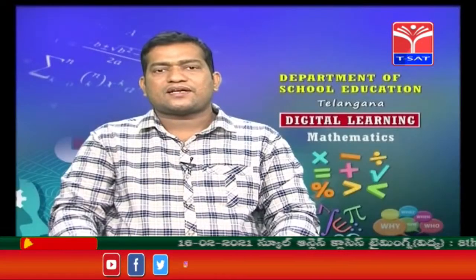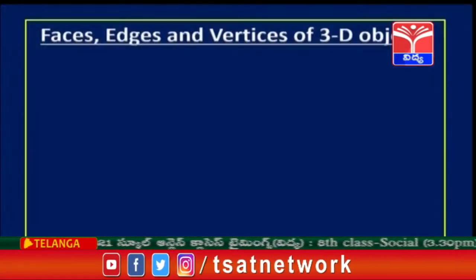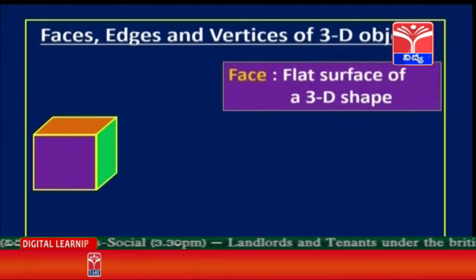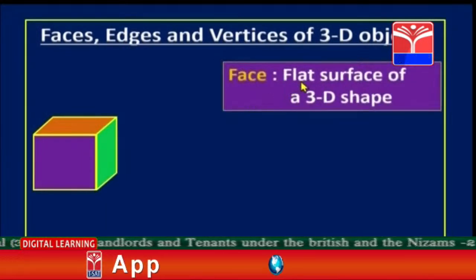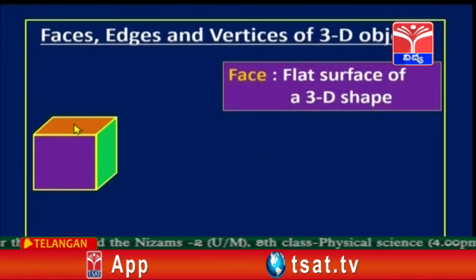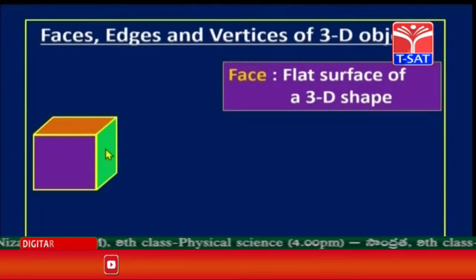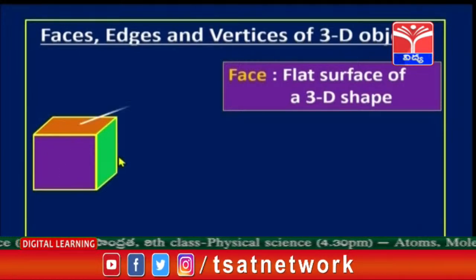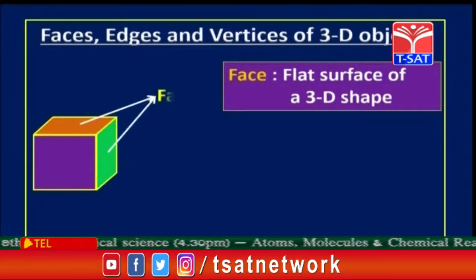Okay children, now let us understand how to find faces, edges and vertices of 3D objects. I am taking a cube here. First you should understand what a face is, children. A flat surface of a 3D shape. Children, you are observing the cube here. This orange color surface, green color surface, violet color surface are called faces.